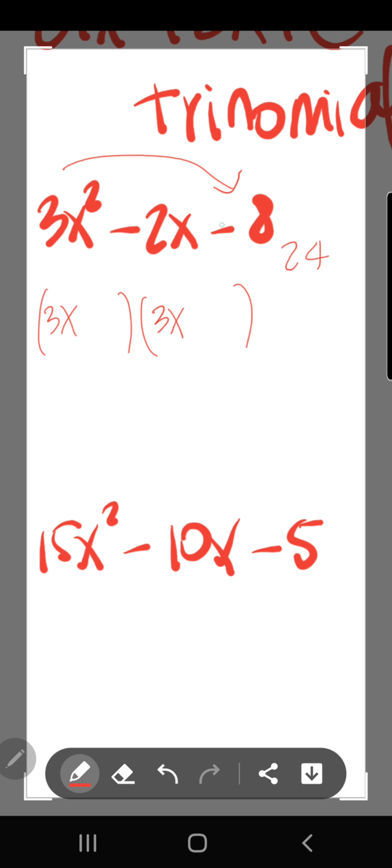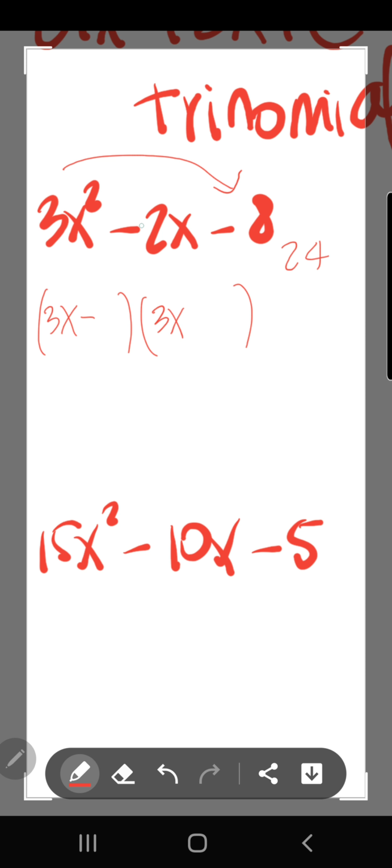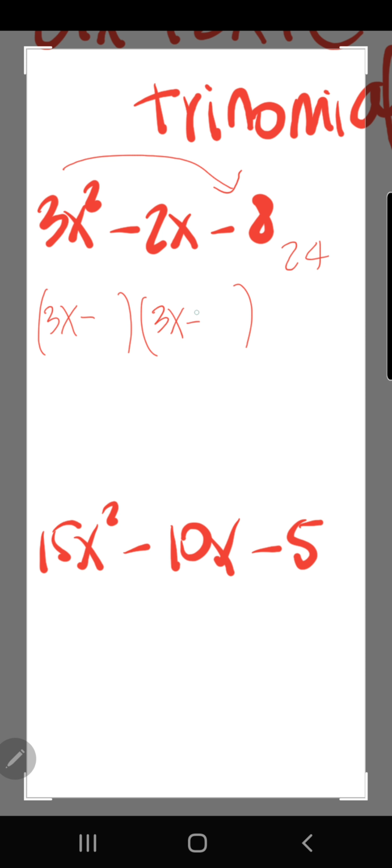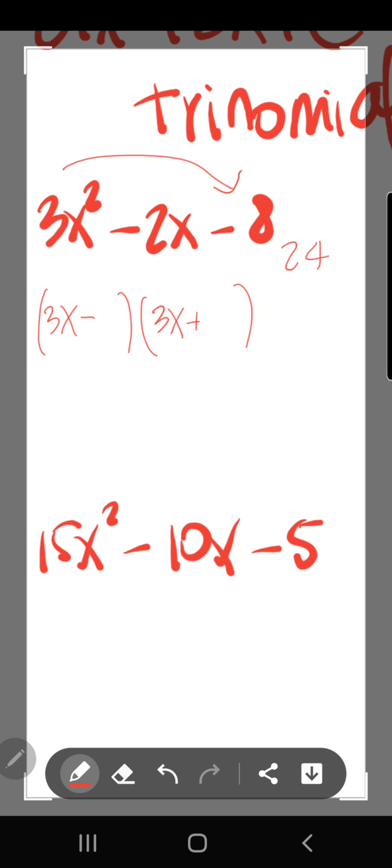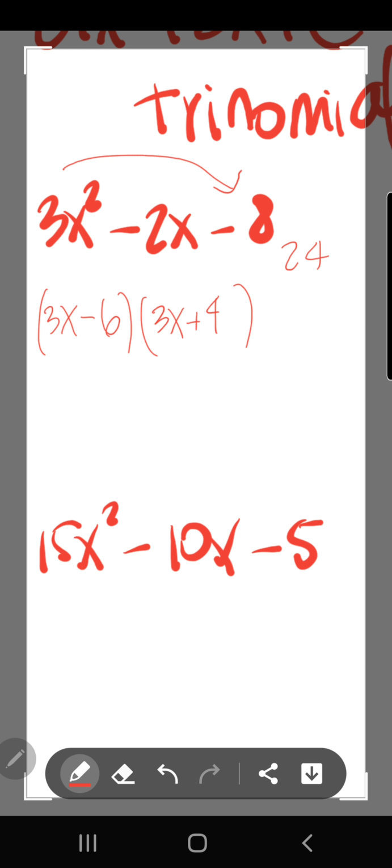So the first sign must be copied and the second sign must be multiplied. Minus times minus is plus. So you will look for two numbers which multiplied are 24 and subtract are 2. They are 6 and 4. Do you remember? The first one must be the greatest and the second one must be the smallest. Then you must find a common factor.